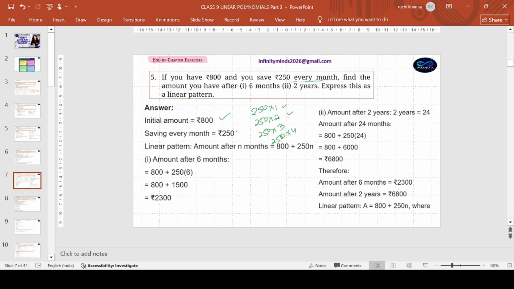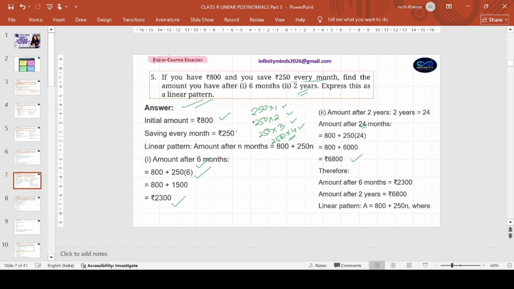You put 250, second month you put another 250, third month another 250. So 250 coming every month means you will have that many 250s. At the end of the fourth month, you will have 4 times 250. At the end of the 6th month, you will have 250 6 times. So the total money will become 800 plus 1500. 2 years has 24 months in it, so 250 will go 24 times. 6,000, that is 6,800.